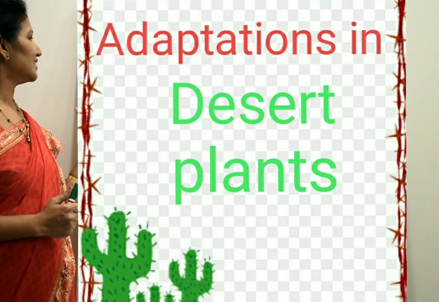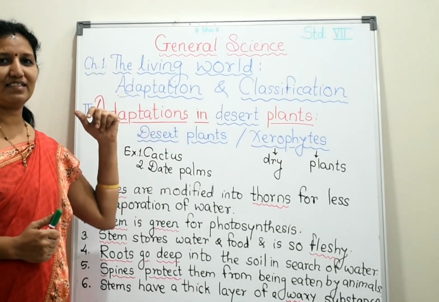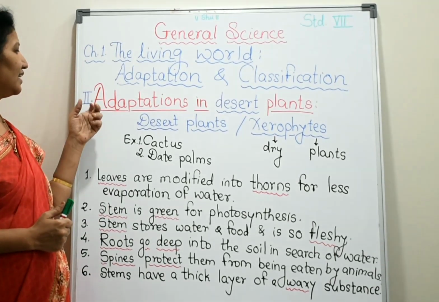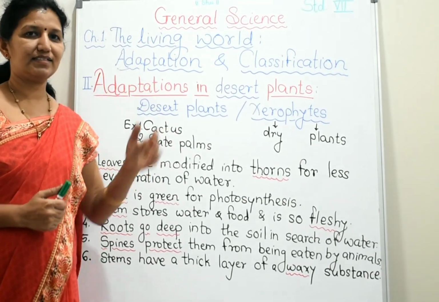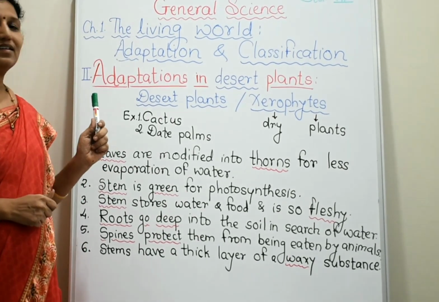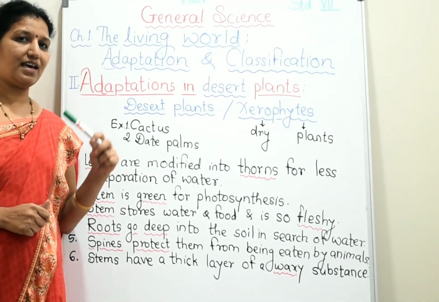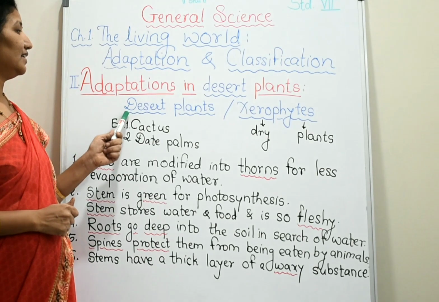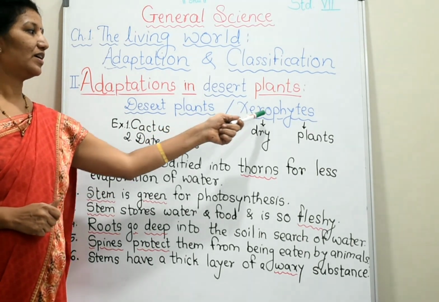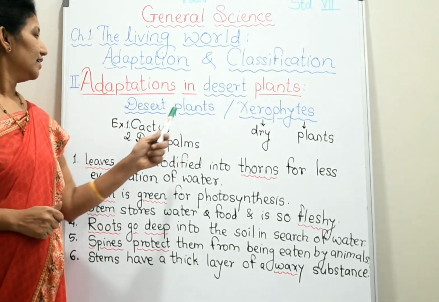Children, now we will turn to desert plants. Today we are going to study adaptations in desert plants. We know that the aquatic plants were called hydrophytes, and desert plants are also called xerophytes.